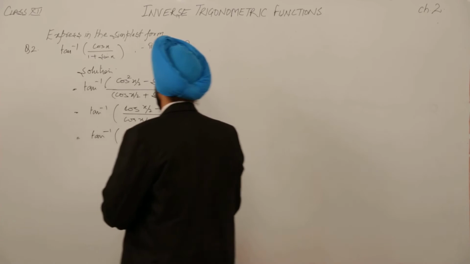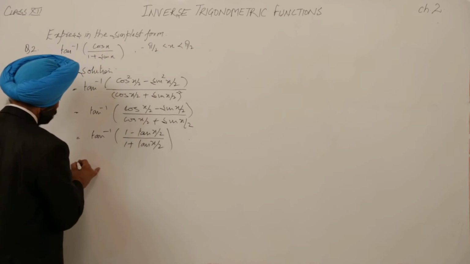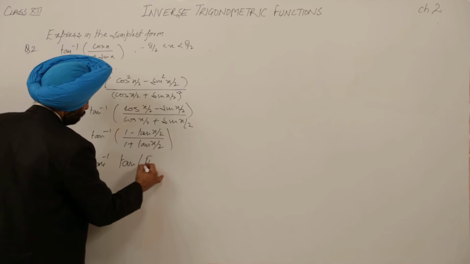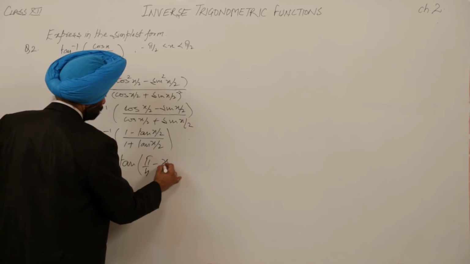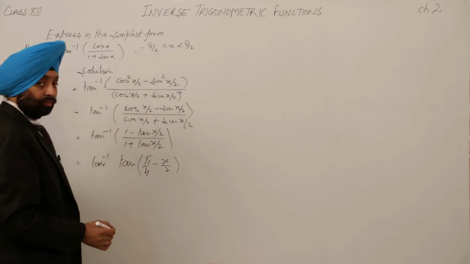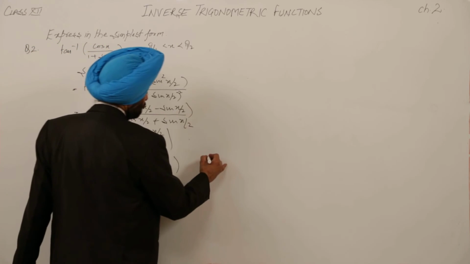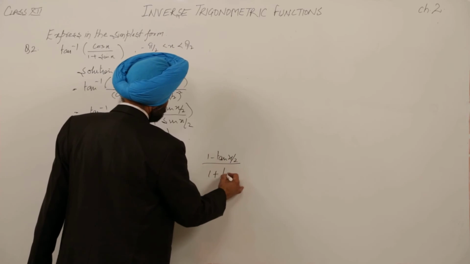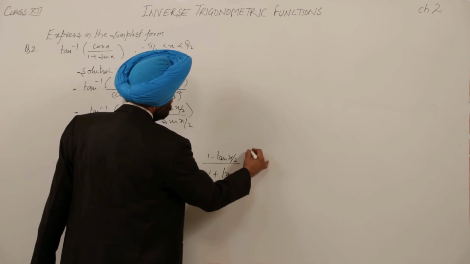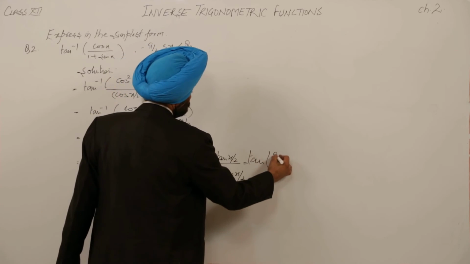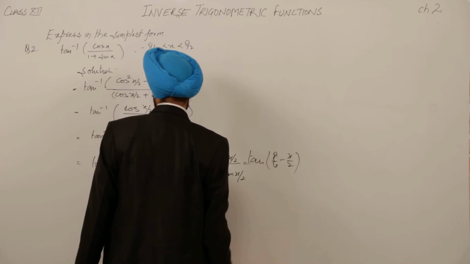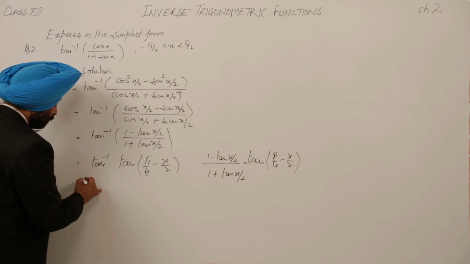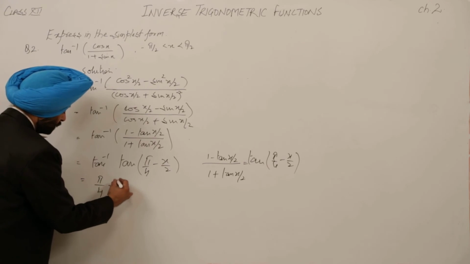Now finally we have tan inverse of tan pi by 4 minus x by 2. How? We have 1 minus tan x by 2 upon 1 plus tan x by 2 equal to tan of pi by 4 minus x by 2. Look here, it was tan inverse, we got tan. So finally our answer is pi by 4 minus x by 2.